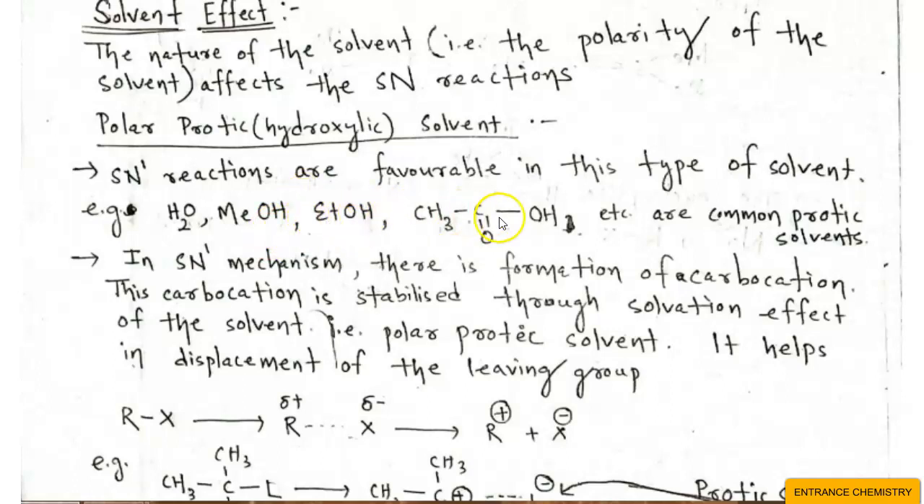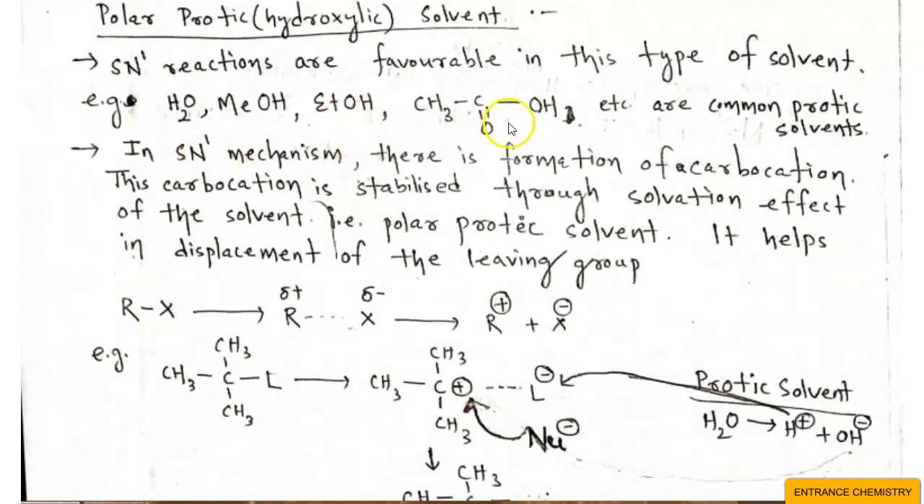Okay, what will happen here? Carboxylic acid also. What will happen here? They will give H plus ions. Is not it? They contain hydroxylic group. So polar protic solvents mostly contain hydroxylic group. So these are the examples of common protic solvents.